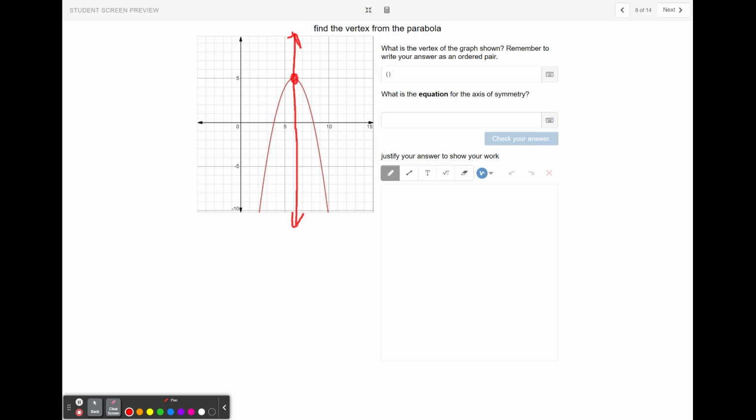What is my ordered pair here? My ordered pair is 6, 5. The reason why is I went right 6, up 5. So then what's my equation of the axis of symmetry? X equals 6. Always the x value.